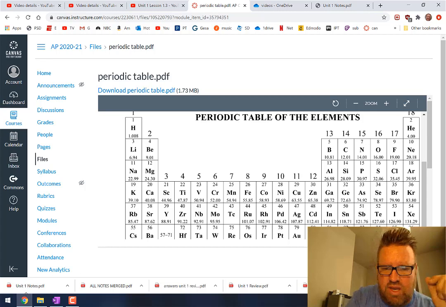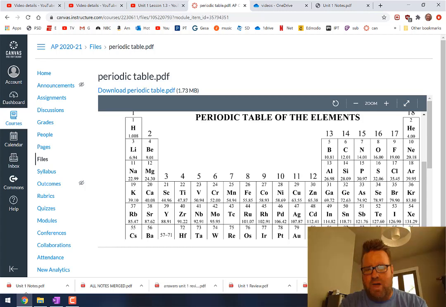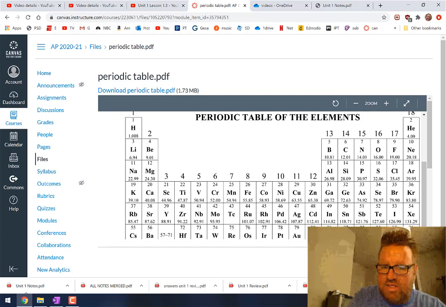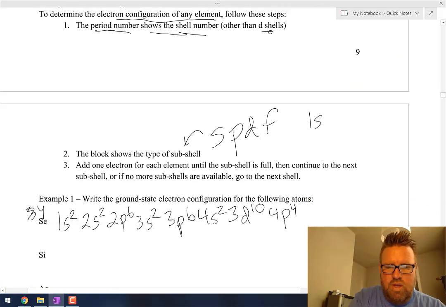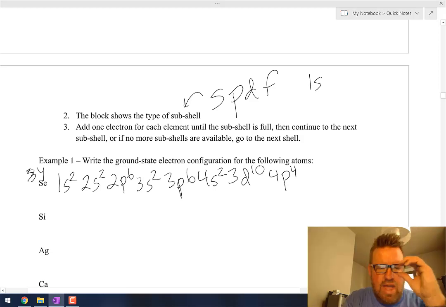So this is 3D, this one is 4D, this one is 5D. It's always whatever the S one is, it's always one behind it. Now this was 3S, this is 3P. So if this is 4S, this one over here has to be 4P. And we've got to get to selenium. So we're going to go 4p1, 2, 3, 4 to get to selenium. So 4p4 is selenium.